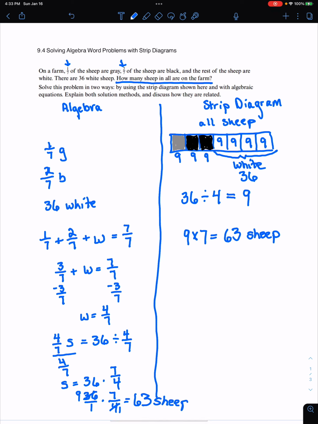So hopefully that helps you to see how a strip diagram here can be helpful in algebra. I'm going to do another problem, but in a different video.